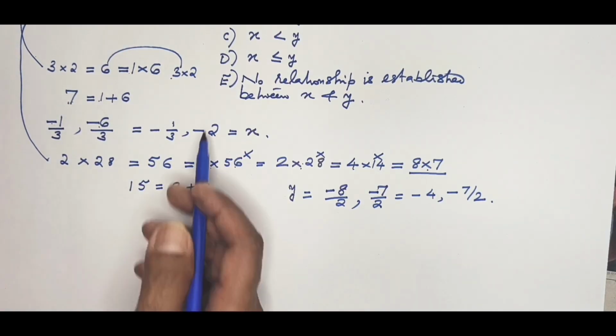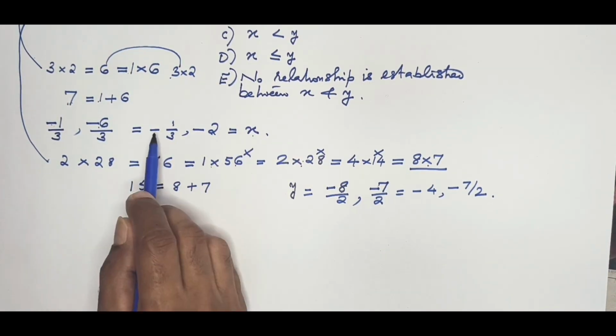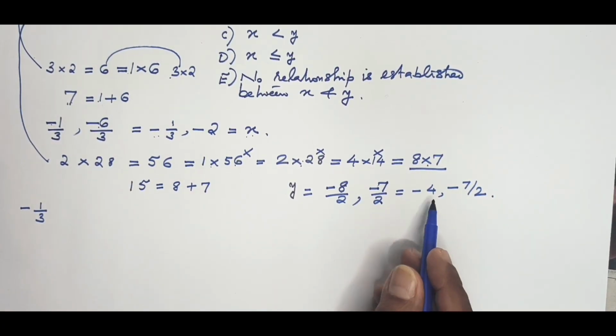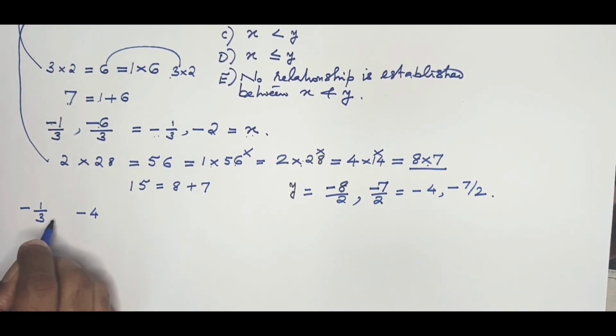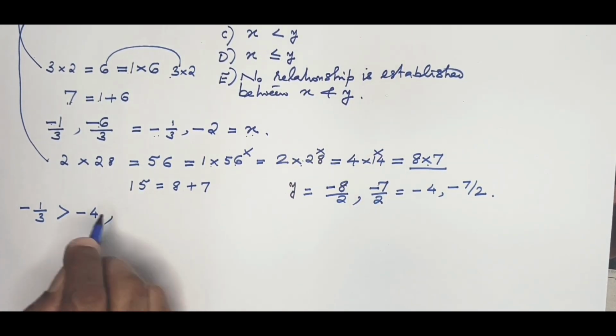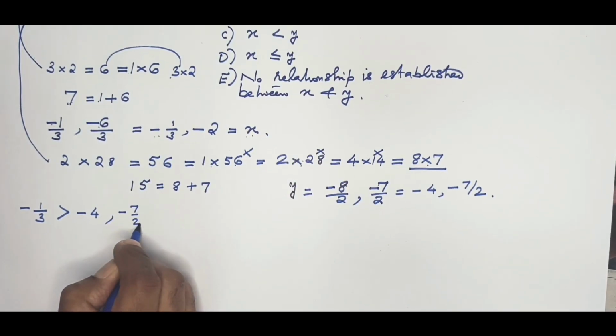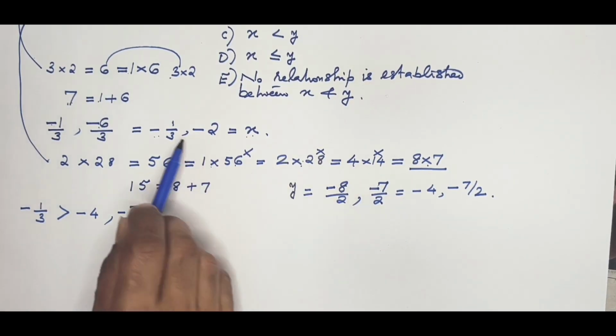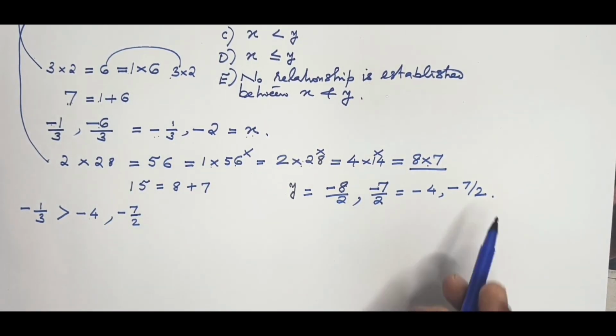Now the next part is the comparison. You take the first value of x, which is minus 1 over 3, and take the first value of y, minus 4. Which one is bigger? This one is bigger. See, for negative numbers, the bigger the magnitude, the smaller the value. Using that, minus 1 over 3 is greater than minus 4. And what about minus 7 over 2? Magnitude wise, this is bigger, so this would be smaller than minus 1 by 3. That means minus 1 by 3 is bigger than both the values of y.